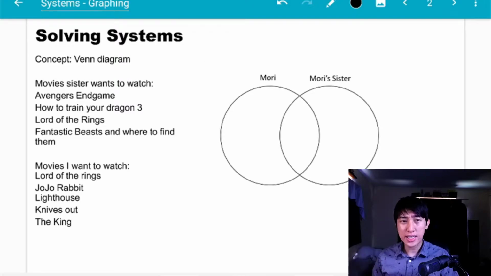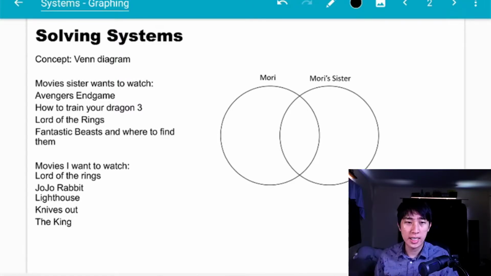Basically, let's look at this idea where a lot of you guys have seen Venn diagrams before. On the left side, it gives you a circle that has Maury on top of it, and what that's telling you is these are all of the movies that I want to watch. The right side has Maury's sister, and these are all the movies my sister wants to watch. Anything in that right circle, just visually looking at it, is telling me these are the movies that my sister wants to watch.